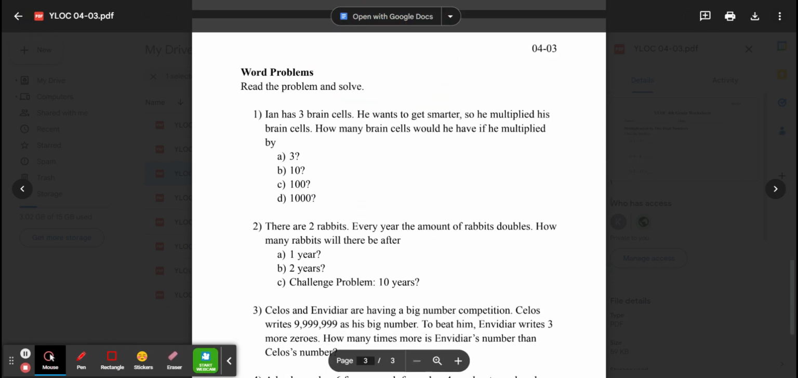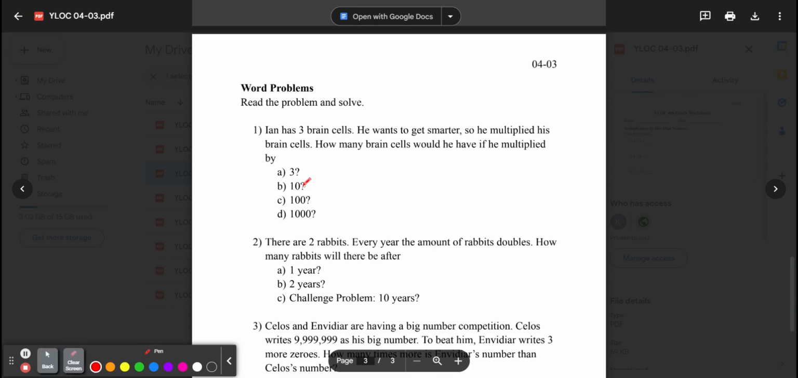And that's all for this section. And now some word problems.